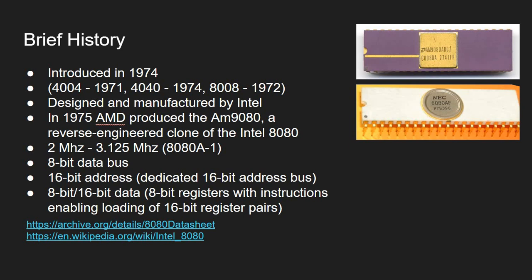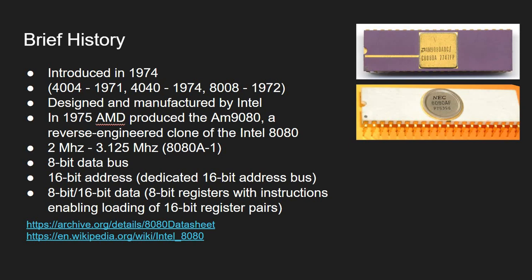Intel 8080 was supposed to work at different frequencies between 2 MHz and 3.125 MHz. It has an 8-bit data bus and a 16-bit address bus. Compared to previous CPUs, this is a dedicated 16-bit address bus, which is separated from the data bus. We had a mix of 8-bit or 16-bit data that can be transferred. Obviously, having an 8-bit data bus, this meant we needed two bus transfers to get 16-bit data values.